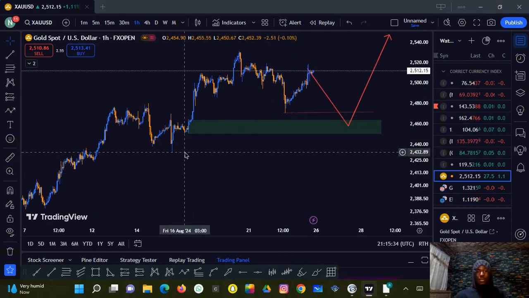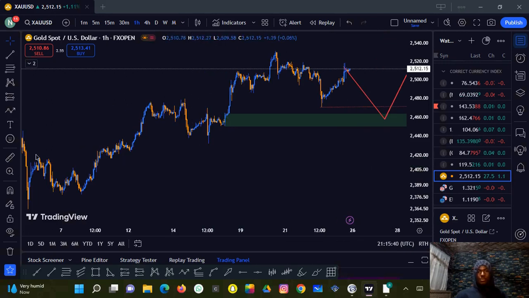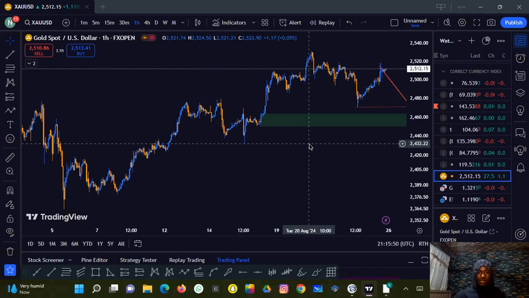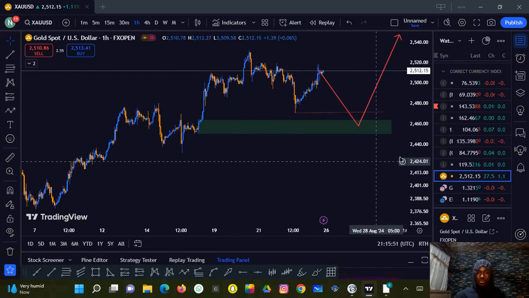So simple. That's how I do my analysis. I don't really have to stress a lot because the chart is simple. As we can see, the chart is very simple here. It has been made simple. So what you have to do is just try and see your way in and out.